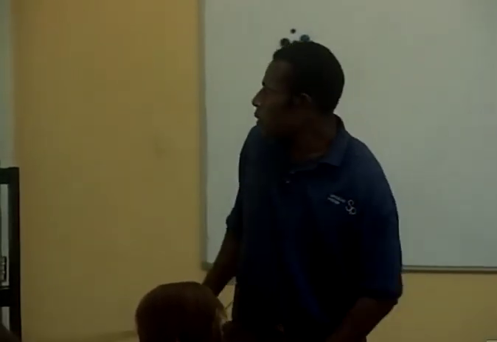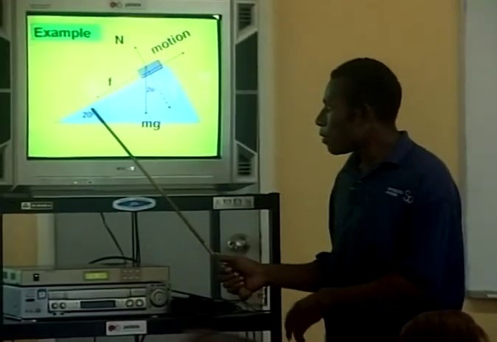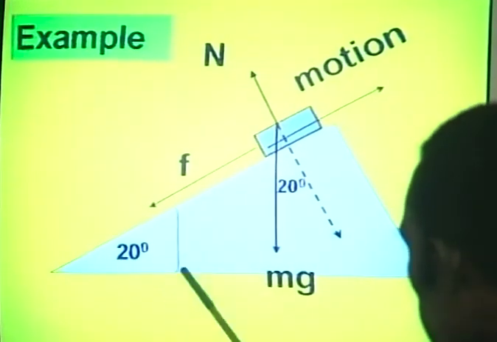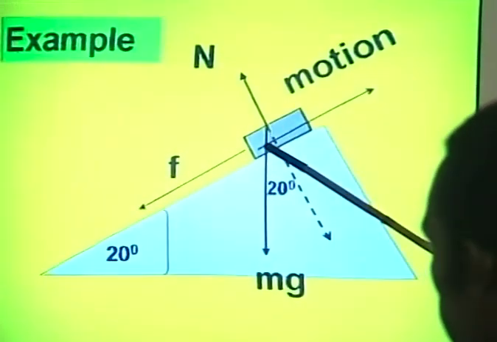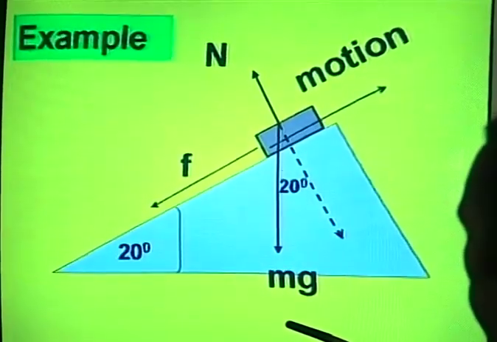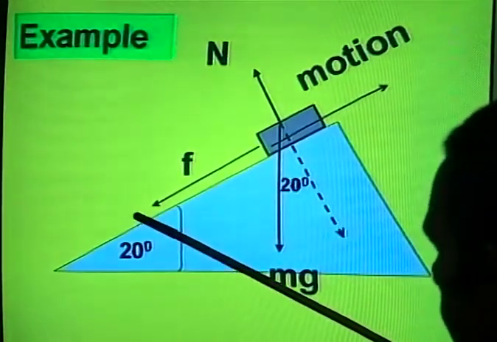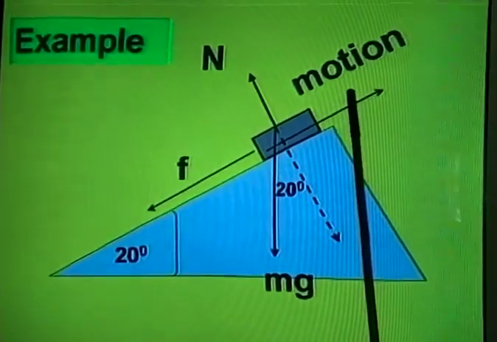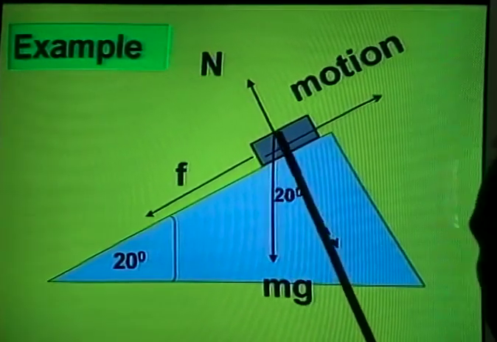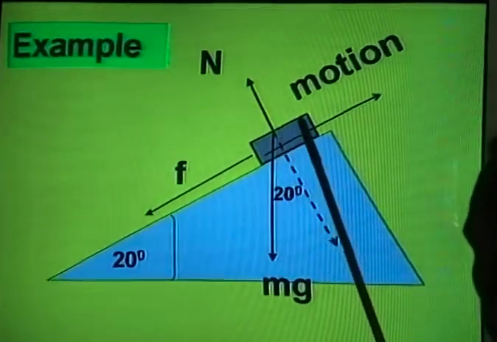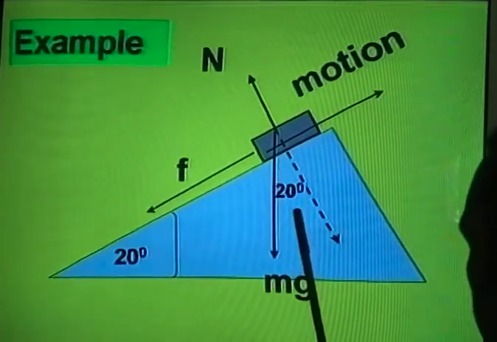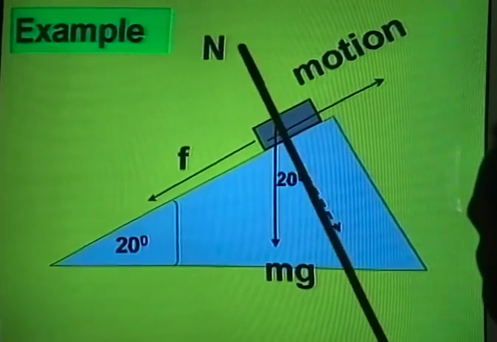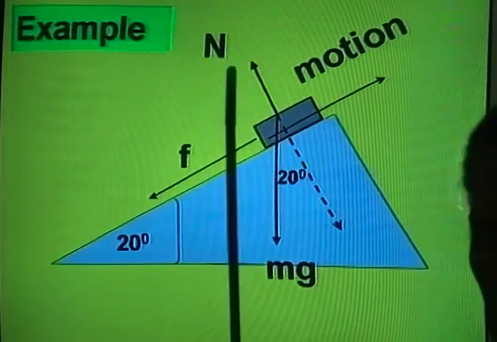Looking at this diagram, you are trying to push this up, and the motion will be up this way. You also have the weight force of this object that is downwards. The frictional force is moving downwards this time because you are moving the object up. The normal is always a force opposite to the weight, so the normal is this way.